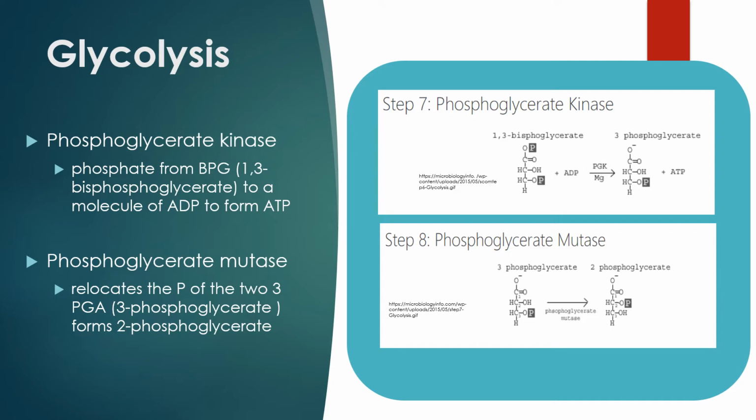This is going to happen to each molecule of that, and that reaction is going to yield 2 molecules of 3-phosphoglycerate and 2 ATP molecules. In step 8, it's going to relocate the phosphate on the 3-PGA molecules from the 3rd to the 2nd carbon to give us 2 2-phosphoglycerates.